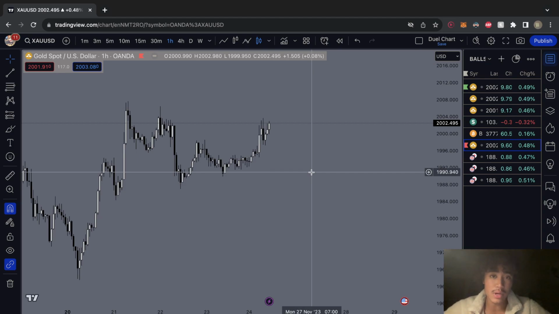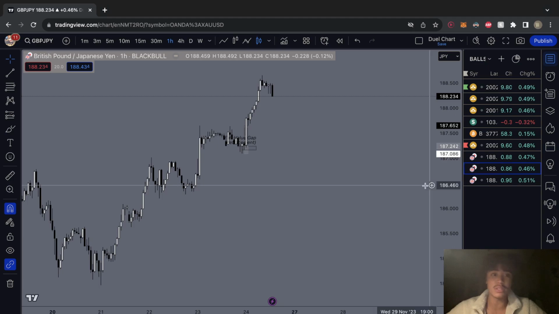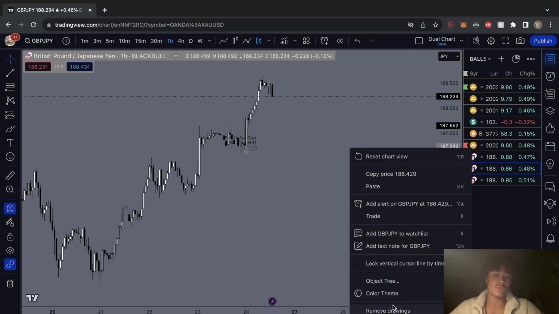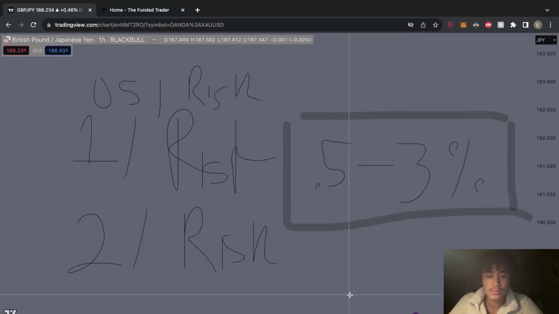Let me tell you guys my approach to risk management. I risk around 2% per trade. Sometimes I'll de-risk, risk 1%. Sometimes I'll over-risk and risk 3%, sometimes even 4%. A lot of you guys, when looking at these funded accounts, these funded challenges, let's go.